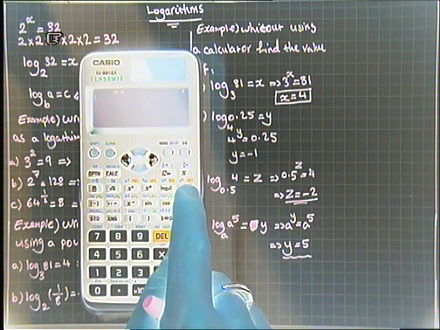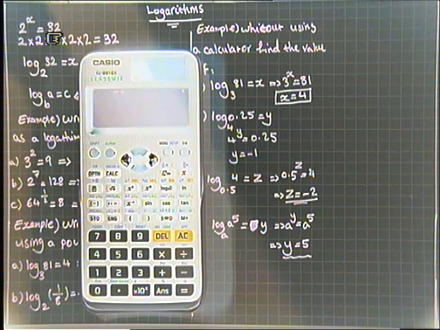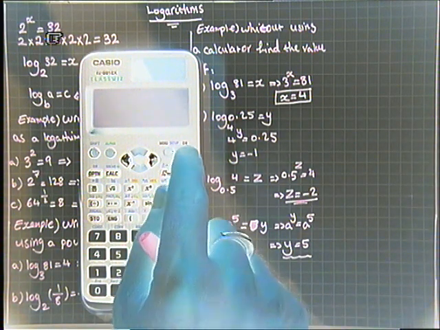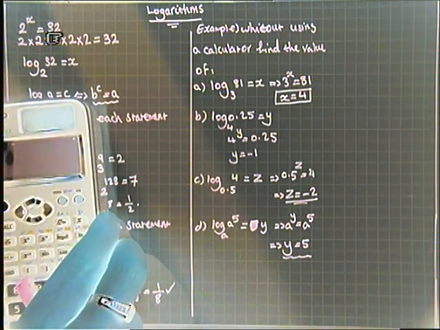And the next one is ln, which is the natural log. The base of this log is e, which is 2.7 and so on, which we will go through later on in the lesson. Okay, let's look at some more examples.